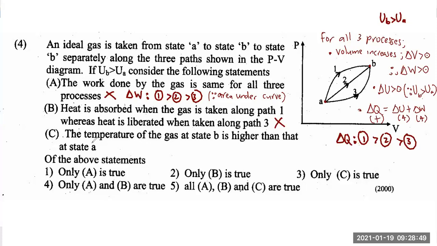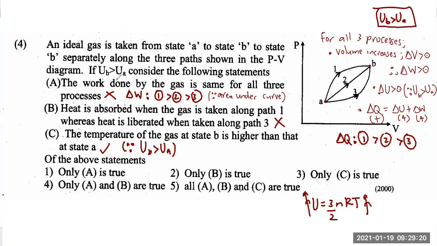Right. The temperature of the gas at state B is higher than that of state A. Do you agree with that? Yes. Why? Because UB is greater than UA. Internal energy, not change in internal energy, is given by the equation 3/2 nRT. So if internal energy is high, temperature must be high, because UB is greater than UA, that is given in the question already. Right, so only C is correct. Therefore, the answer must be the third option for this question.